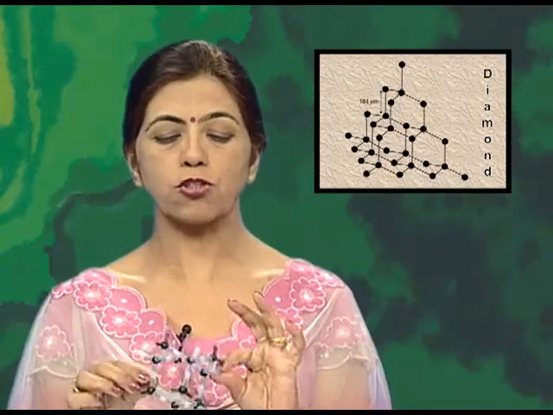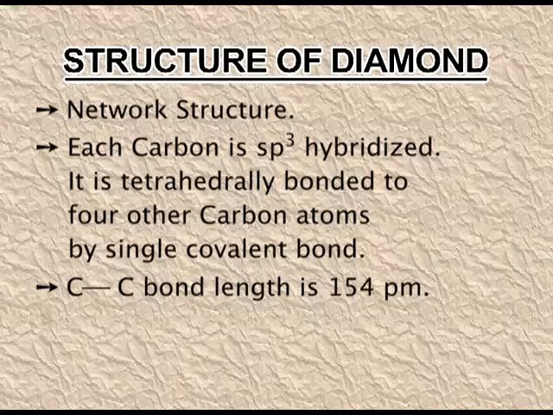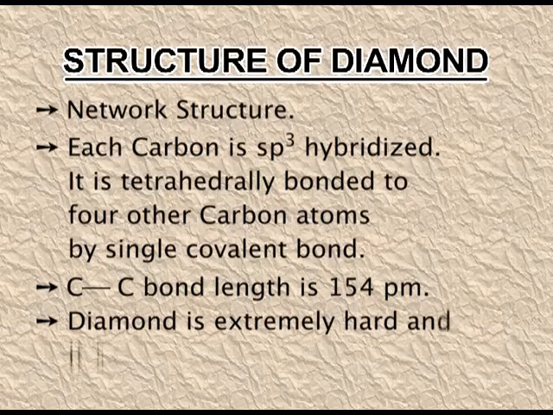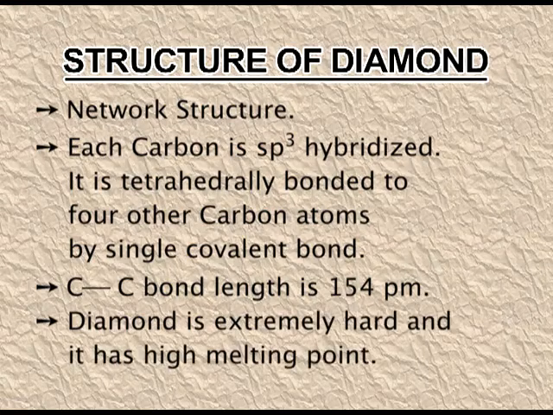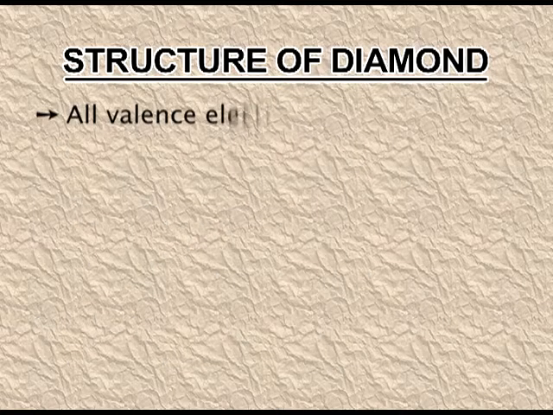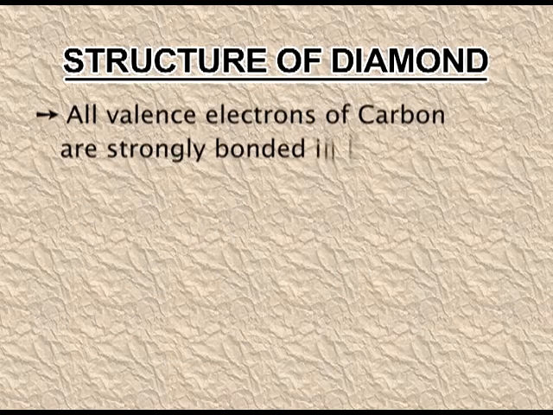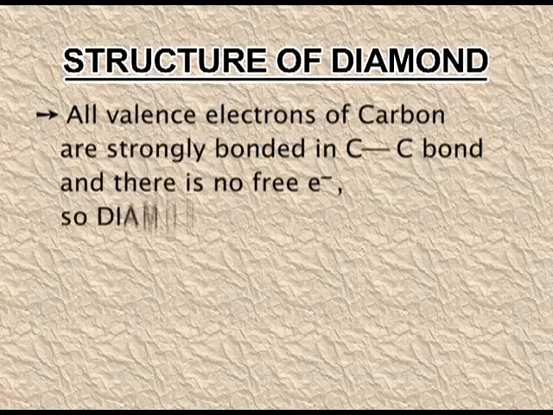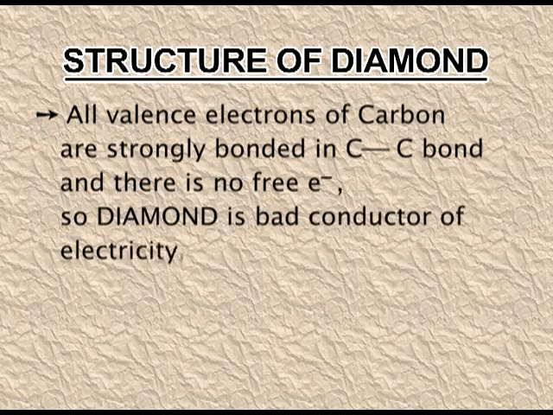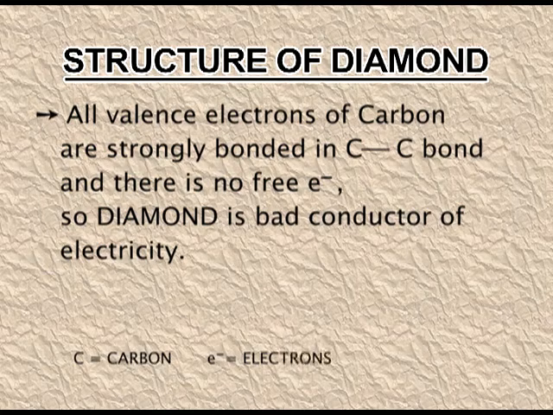And due to the strong covalent bond, diamond is extremely hard and it has a very high melting point. All the valence electrons in the carbon are strongly bonded via carbon-carbon bond, and there is no free electron. And since there is no free electron, diamond is a bad conductor of electricity.